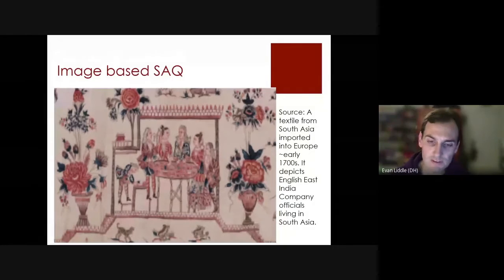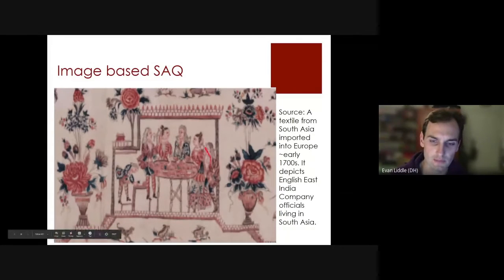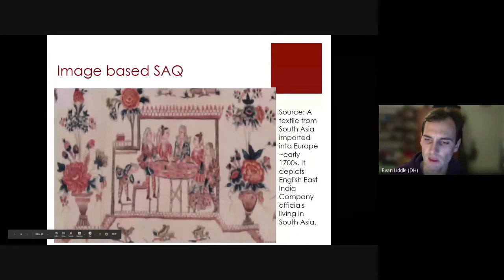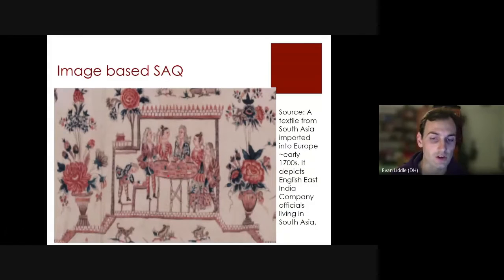But in this case, we have a unique thing. We sort of have these British East India Company officials, maybe they're in a house of some sort. But they look like they're drinking tea or maybe playing cards. They're having a good time somehow. And so this SAQ is based on this image of a textile that was created in South Asia, but it looks like it was imported into Europe. Perhaps it was designed to be brought into Europe. But let's have a look at the questions.